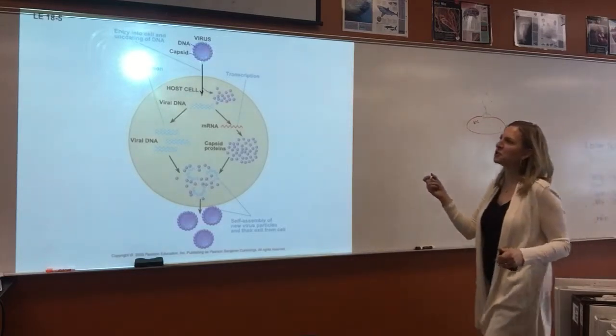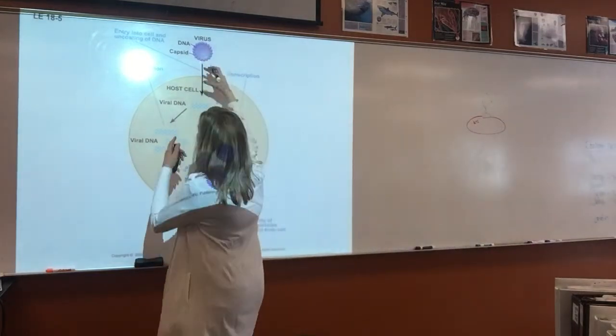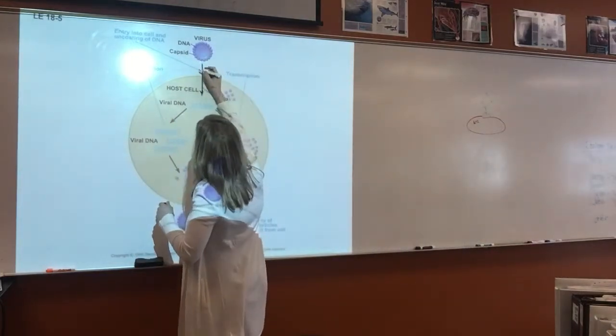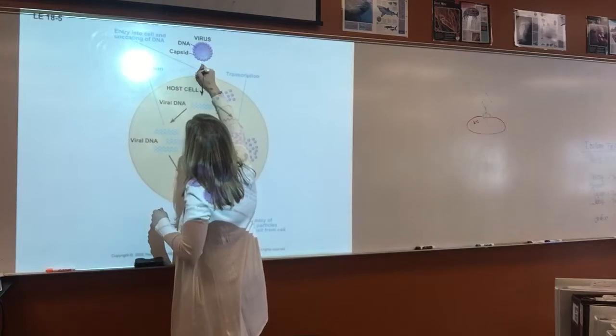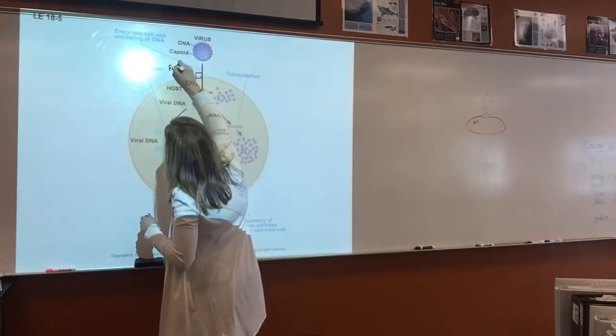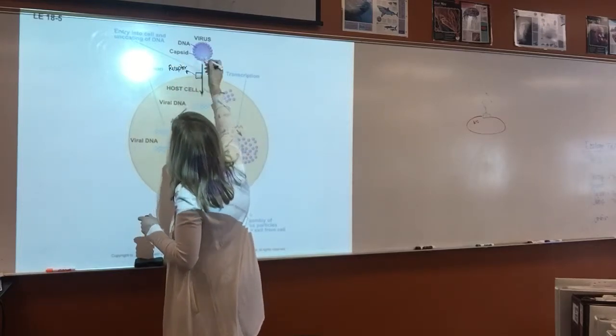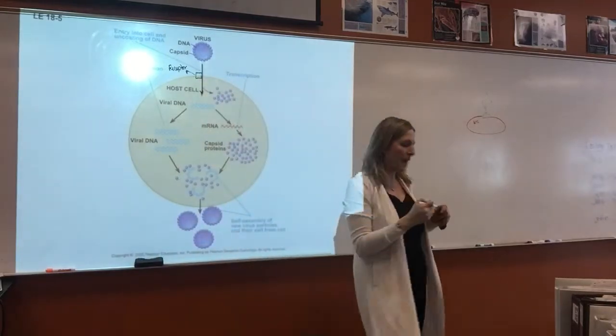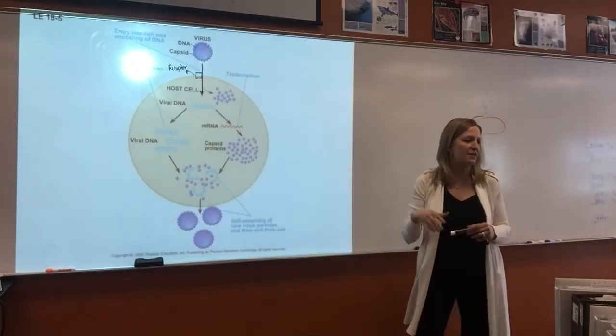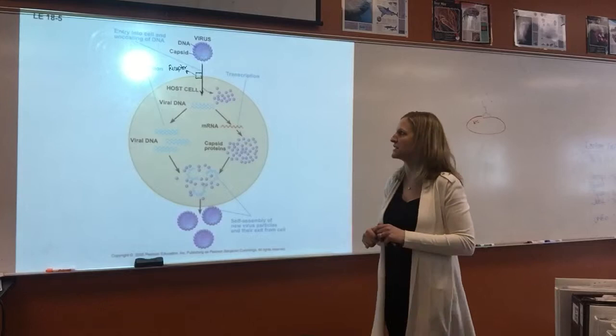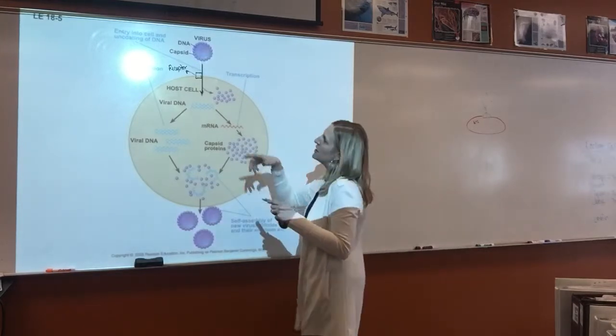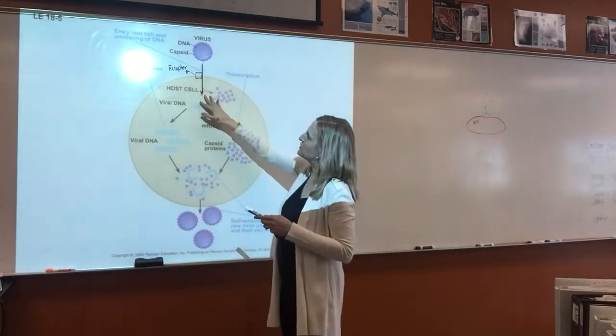Yeah, it has to bind to a receptor on the cell. So remember they have to have the right, quote-unquote, fit. And so there's a receptor here. So you have to have the right receptor on the host cell in order for that virus to bind. If that receptor is not there, then that virus can't infect that particular cell. So it has the receptor, and then it enters into the host cell.